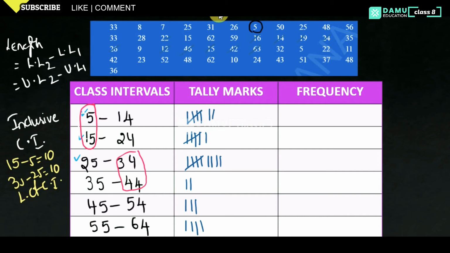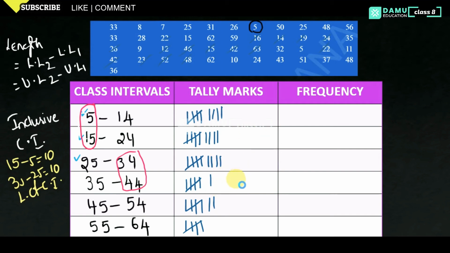Then 5, 22, 11, 42, then 23. 52 here, 48 here, 62 here, 10 here, 24 here, 43 here, 51 here, 51 again, 37 here, 48 here, then 36 here. So this is where all of them fall.